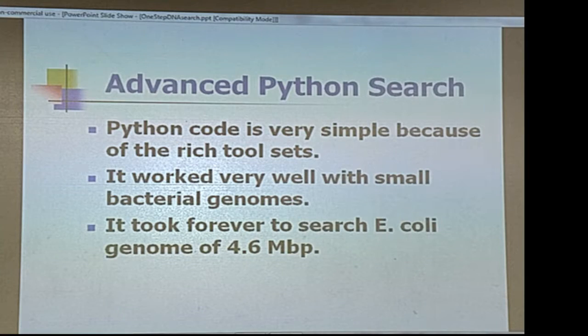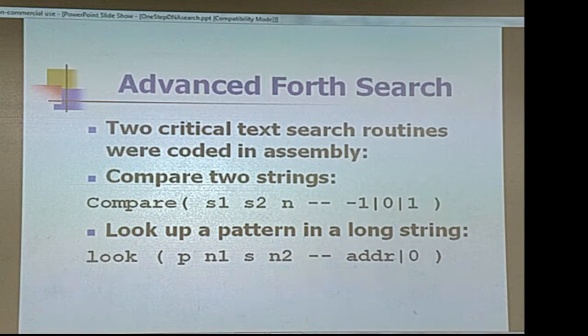You have to wait a day before you get to see your output. For small genomes, it turns out in a couple of minutes or something. But for a big one, it just takes forever. Like I said, you have to go through the whole genome before you get to see your output. There's no way around it. So that's the advanced Python search. Now I'm going to show you the advanced Forth search.